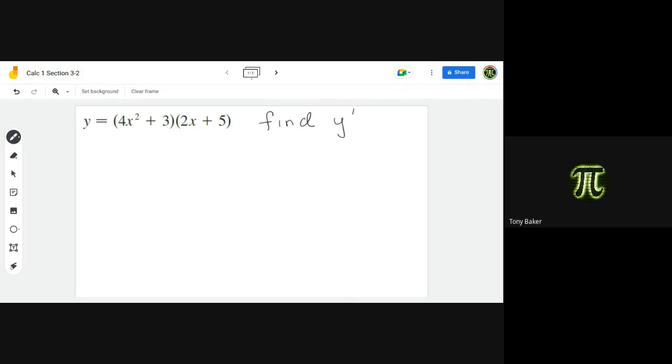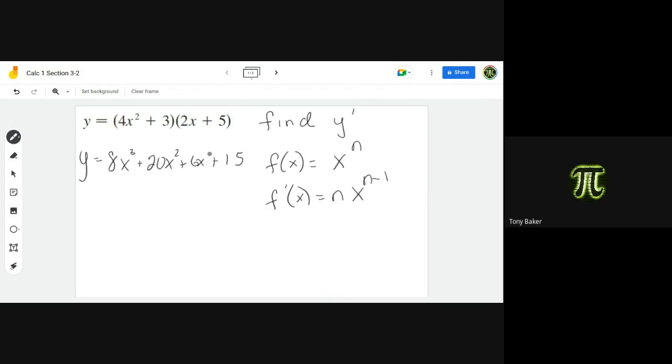All right. So what was the rule that we talked about last class? We did the power rule. And so the power rule was if f of x is x to the n, f prime of x is n x to the n minus 1. So as this problem is stated right here, can we do the power rule? No. So we have to FOIL this out first. So FOILing this out, we get 8x to the third plus 20x squared plus 6x plus 15.